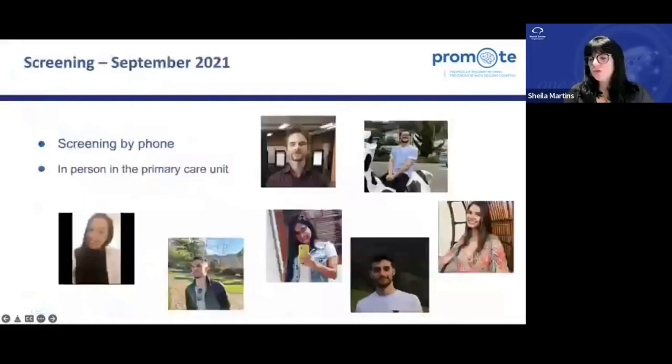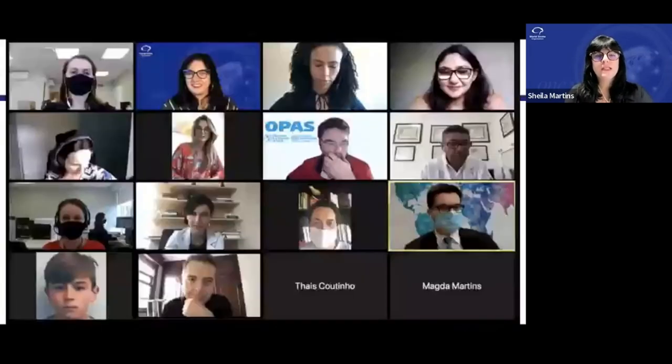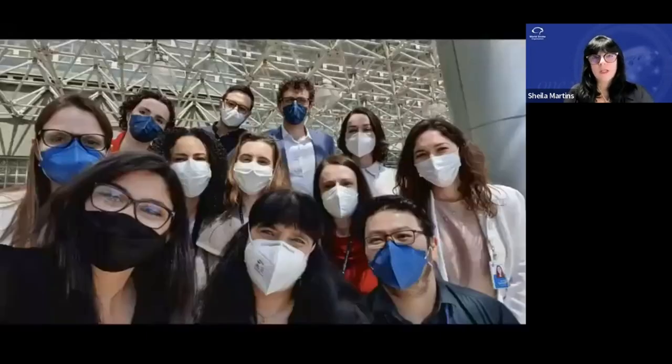Here, the students screening the patients by phone. International experts that are part of the design of this protocol and the executive group. Here, the national group discussing, including cardiologists, primary care physicians, Pan American Health Organization, neurologists, and others. Here, the group working with me in Hospital Moinhos de Vento in these protocols.